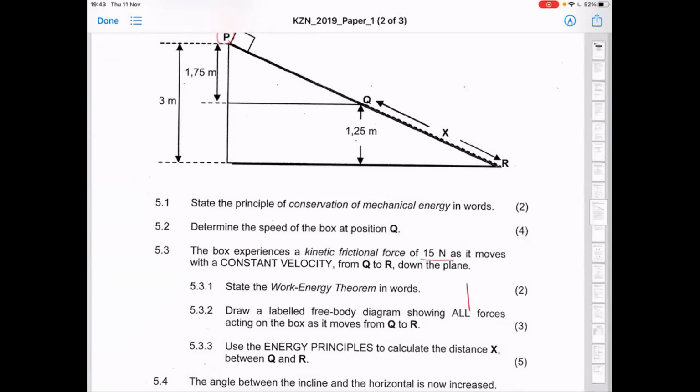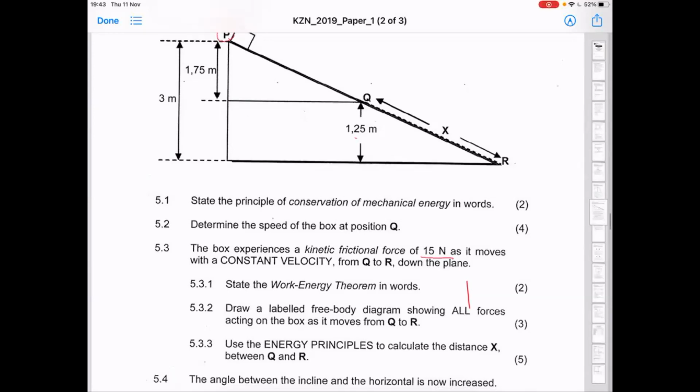Okay, so state the work energy theorem in words. Work energy theorem, that's just that the total work done on an object is equal to the change in the object's kinetic energy. Okay, but you know that.